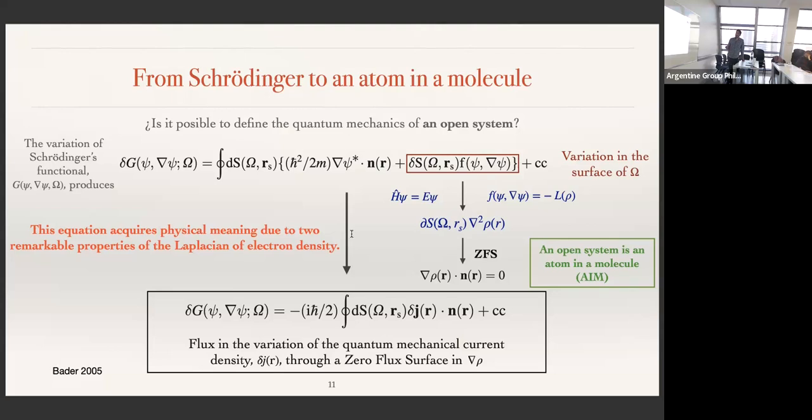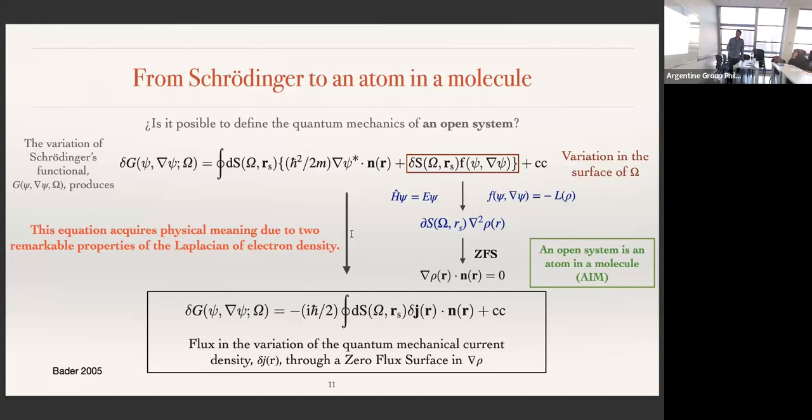In this new equation, this term describes the variation in the surface of the omega of the subsystem. And the relevant fact of this equation is that it lacks physical meaning, because it doesn't take into account any particular surface.